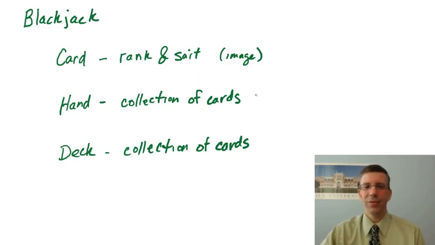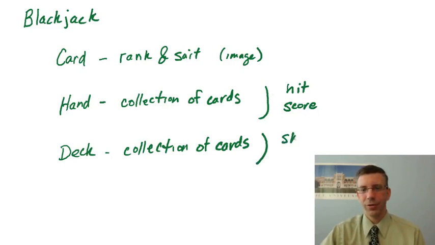What about a hand? What can I do with a hand? Well, a hand has more interesting behaviors. I can perhaps hit, right? Add a card to the hand. I could score the hand, figure out what it's worth, right? Maybe it's worth 21, and I know that I don't need to hit anymore. Okay, so I need these behaviors at least. What about a deck? What can I do with a deck? Well, I would argue that you can shuffle a deck. You can deal a card, right? When a player hits or when you deal in the beginning.